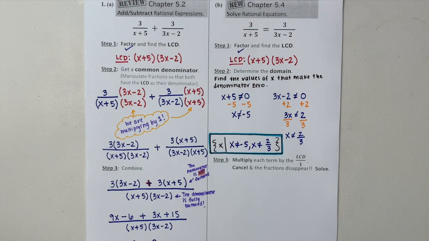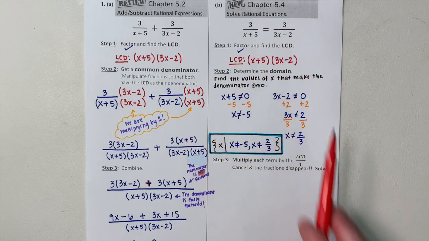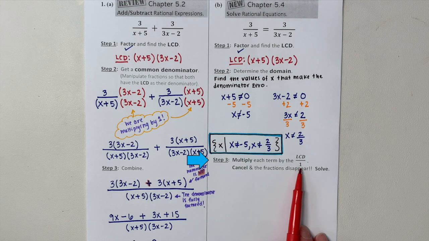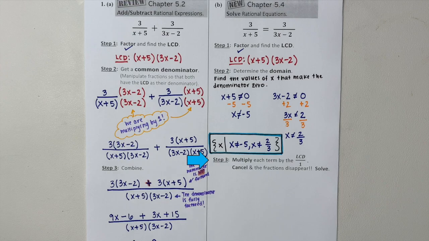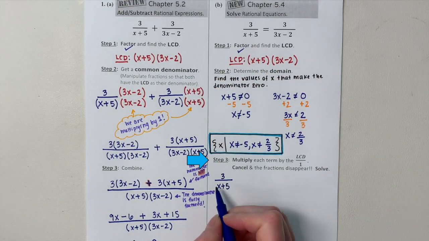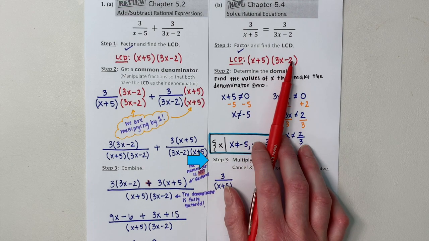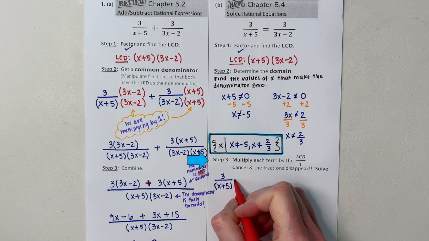Instead, we're going to use an approach that we learned in Chapter 1. In Chapter 1, we learned that whenever you're solving an equation that involves fractions, you can multiply each term by the LCD over 1, and that will completely eliminate the fractions. Let's start by copying down this expression right here, and I'm going to add parentheses around it. Now, we're going to multiply this term by the LCD over 1. So that will look like this.